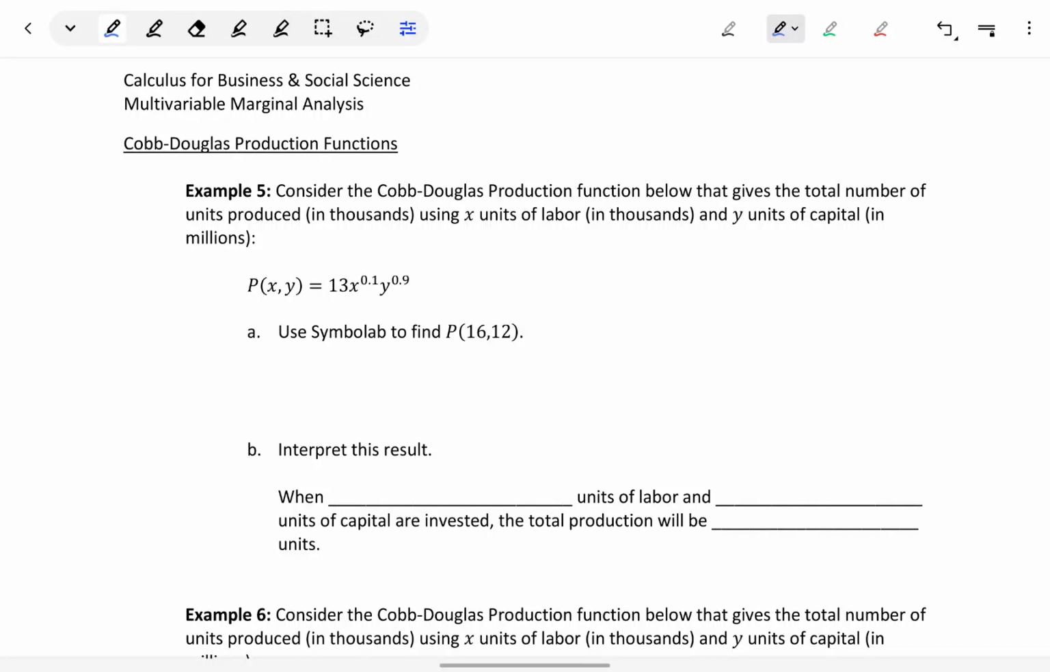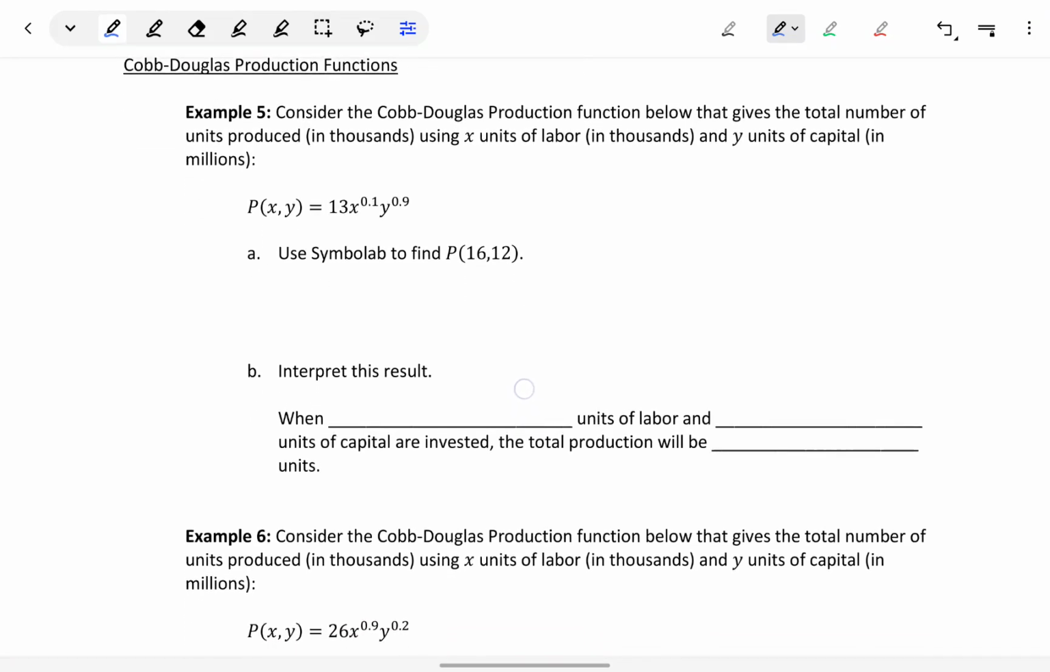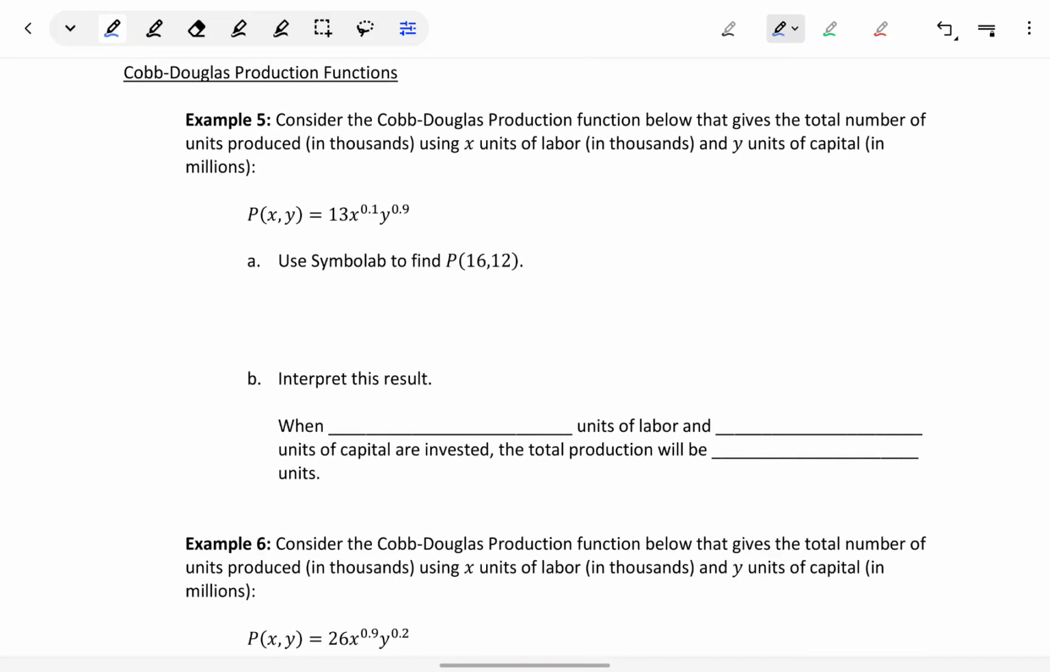In examples 5 and 6, we're looking at a particular type of function referred to as the Cobb-Douglas production function. In example 5, we're told the function below gives the total number of units produced in thousands using X units of labor and Y units of capital. We want to use Symbolab to find this Cobb-Douglas production function evaluated at X equals 16, Y equals 12.